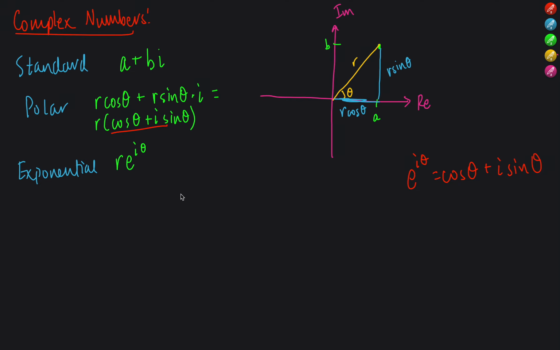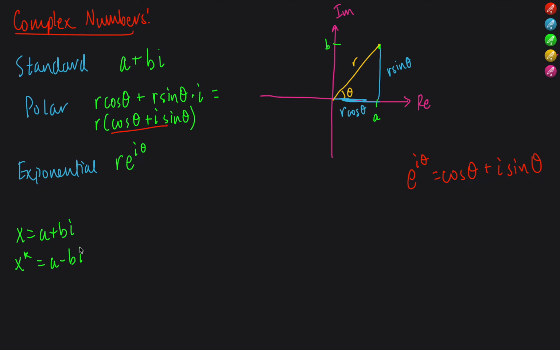Other good background to know about complex numbers is that if you have a complex number a plus bi, we have an operation called its conjugate. So let's say our original complex number is x equals a plus bi. We denote x conjugate as a minus bi. So hopefully you've seen that.